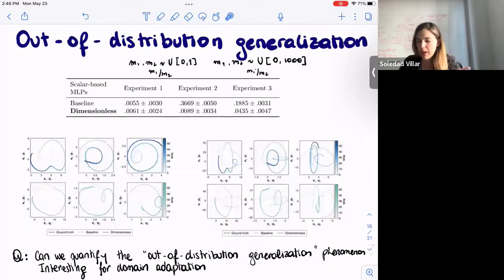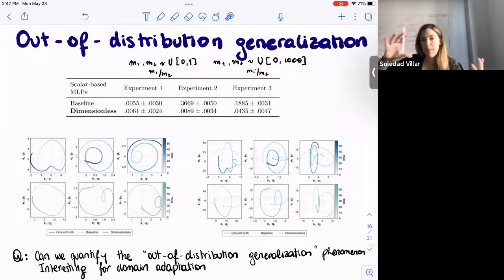But what we can observe is that this model expressed as units equivariant, it generalizes to other settings where we didn't train. That I think we can write in terms of out of distribution generalization, and the idea is very simple, right? Like if I have my mass 1 and my mass 2 sampled from a uniform 0, 1, then M1 divided by M2 will have the same distribution whether M1 and M2 were sampled from uniform 0, 1 or uniform 0, 1000 or whatever.